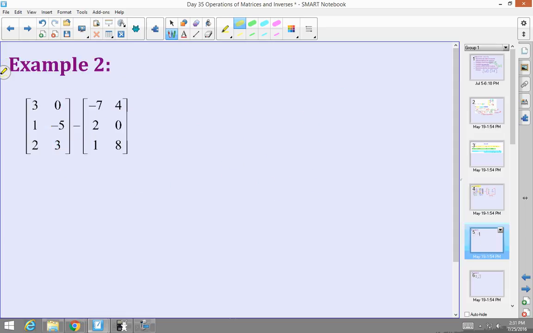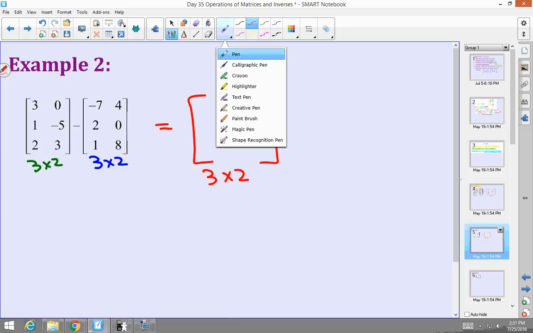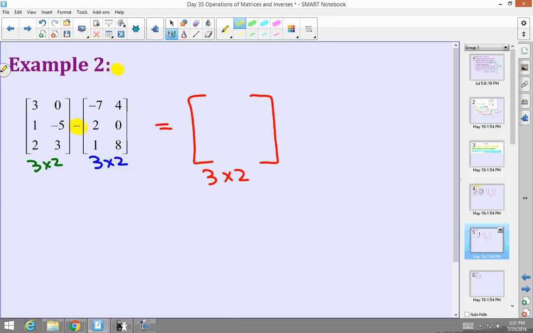Okay. So here, when you subtract, I think you can see the idea that you first want to check that this is a 3 by 2. This one's also a 3 by 2. When you subtract them, you're going to get a 3 by 2. And the whole key to this is subtraction. So again, you're just going to pair up number by number. This time let's try it with some highlighting. 3 and -7 goes there. 0 and 4 is going to go there. 1 and 2 goes there.